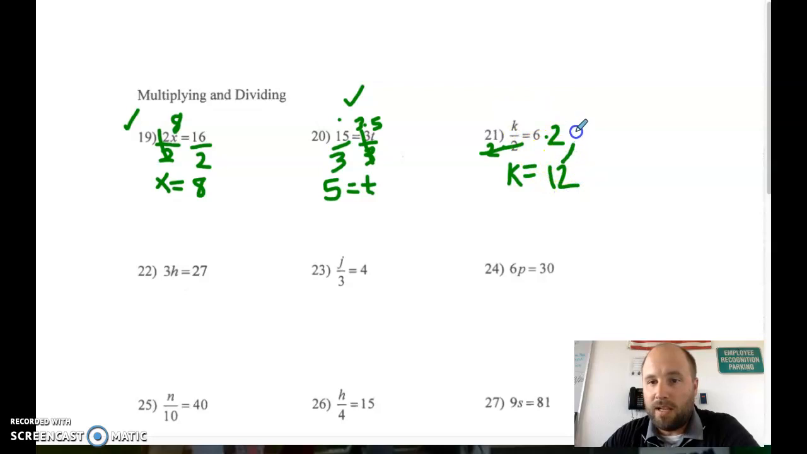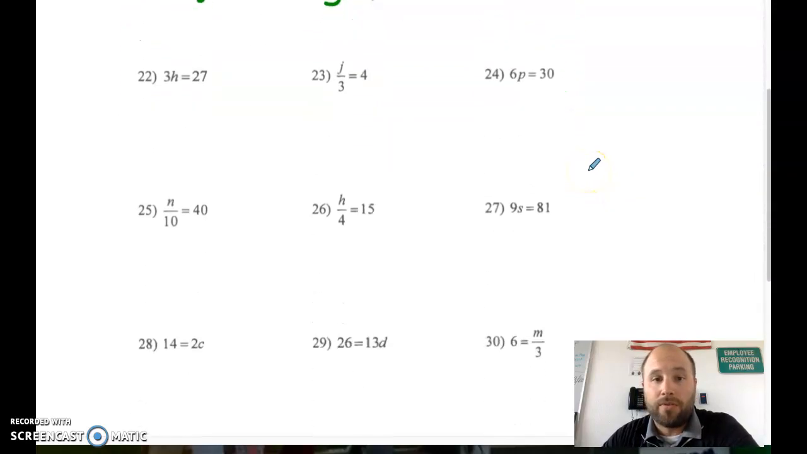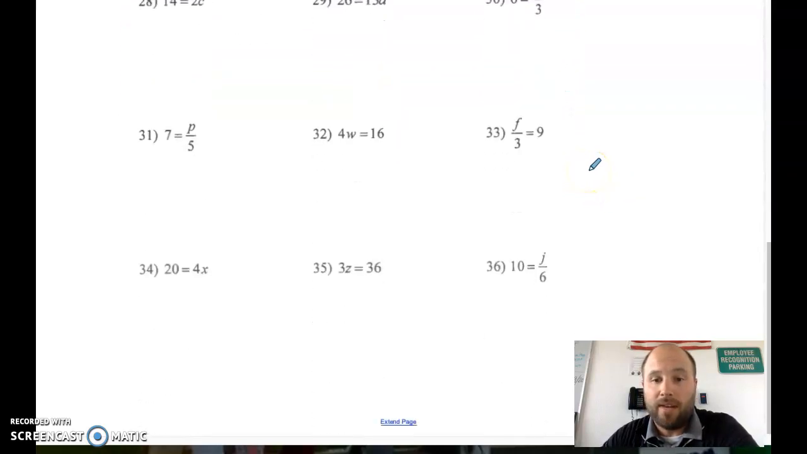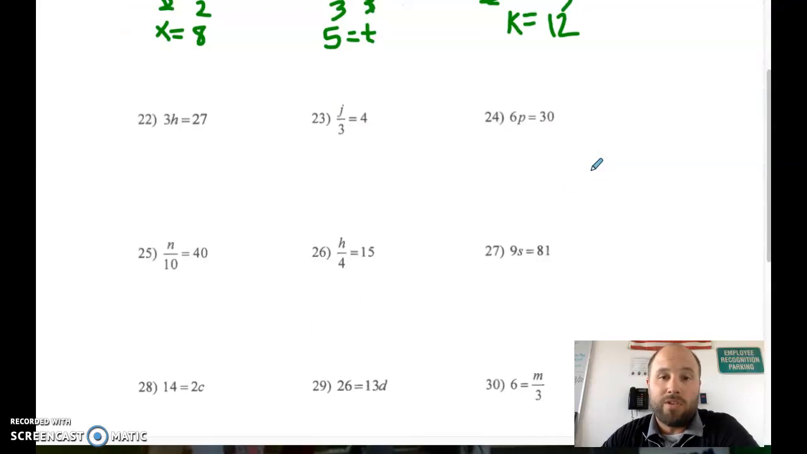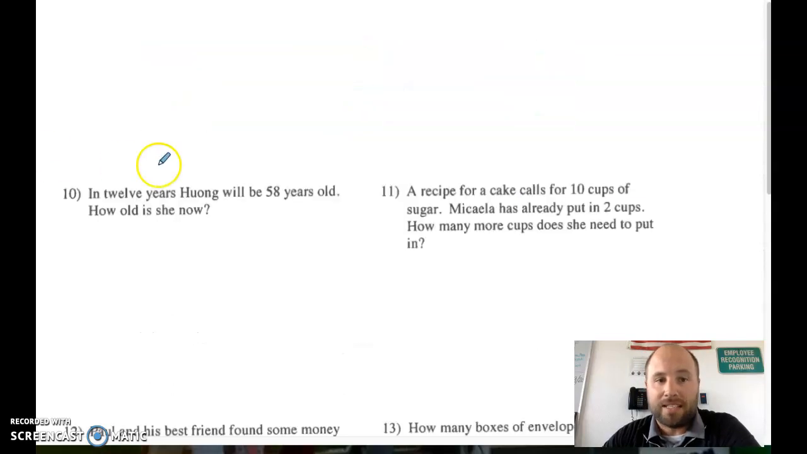So let's just plug that back in for k. If I said, hey, k is 12, then let's find out. 12 divided by 2 is 6. Boom, works out. Those are the only 3 problems I'm going to do with you on this page. You're going to scroll through here. You can notice that you got quite a few today. Once you complete this whole thing, this is your practice, your drill and kill, like we talked about yesterday. And then we're going to move on to our second page.